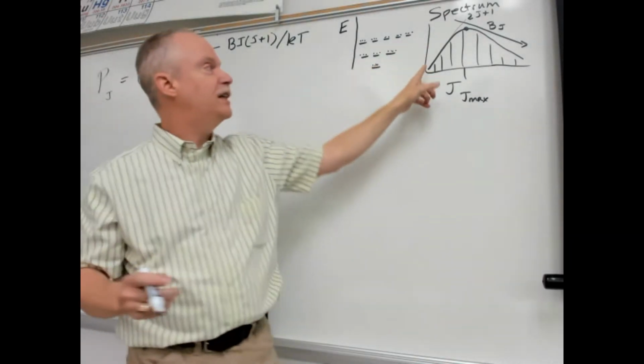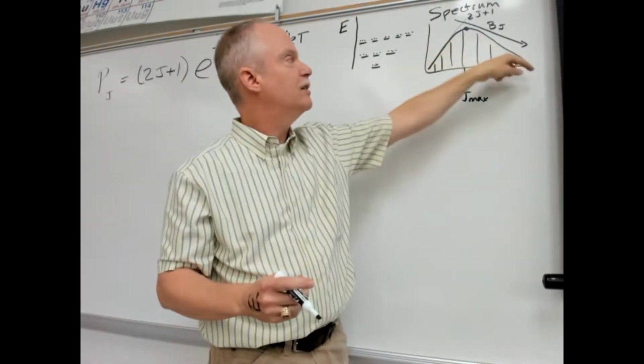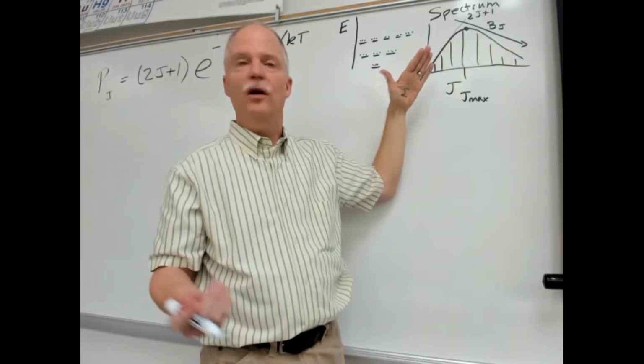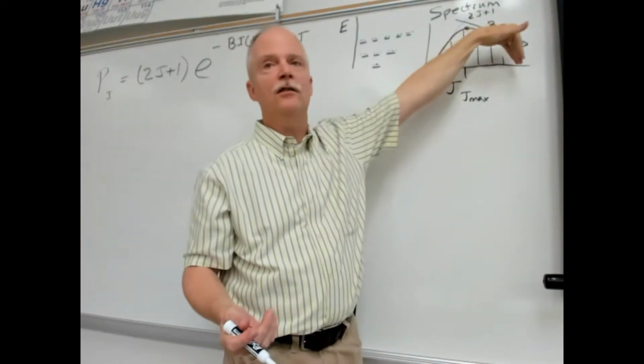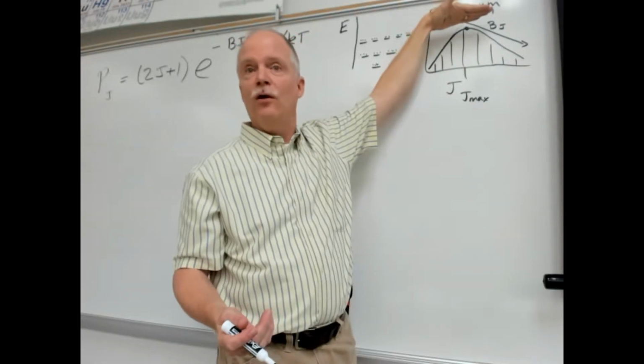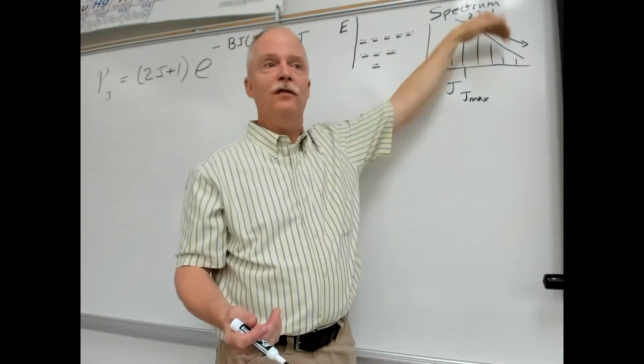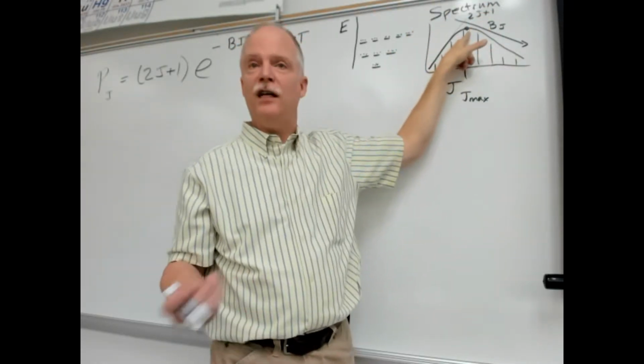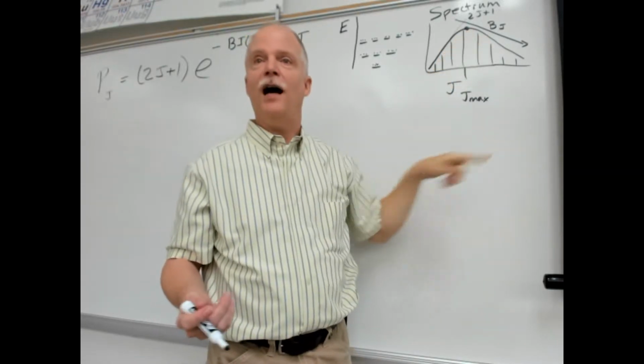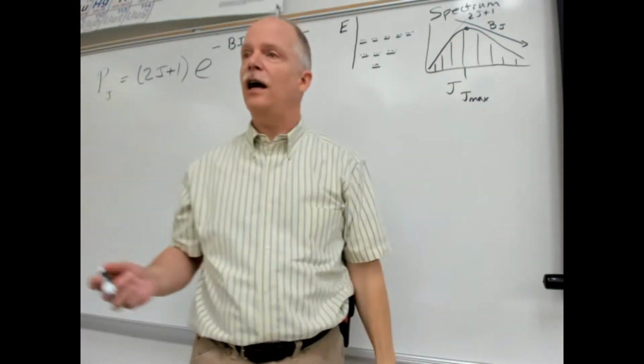Why? Because look at this. This curve goes up here, it goes down there. The derivative is the slope. And so here the slope's positive, there the slope's negative, here the slope is 0. So if we take the derivative of this curve and set it equal to 0, then we can find J max. So let's do that.